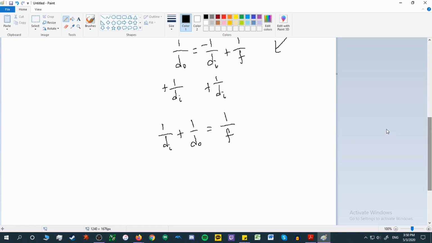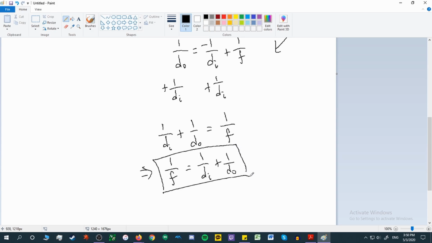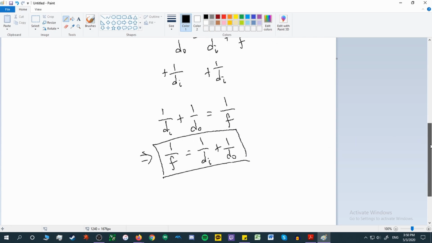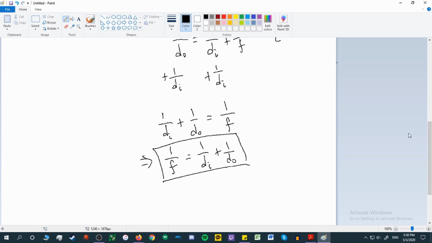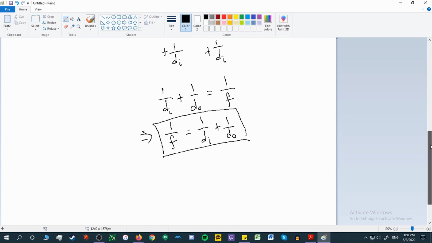Now, if we move this further along, we get 1 over f is equal to 1 over di plus 1 over do, which, ding ding ding, is our mirror lens equation, which, if you did your calculations and your experiment correctly, is what you should have gotten. You derived the mirror lens equation. Congratulations. Cue the Link treasure box sound.